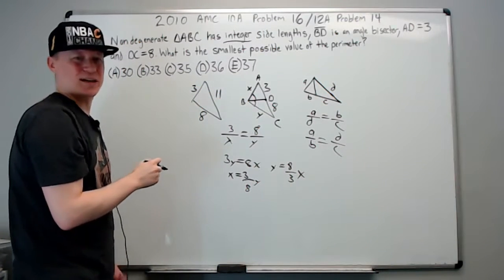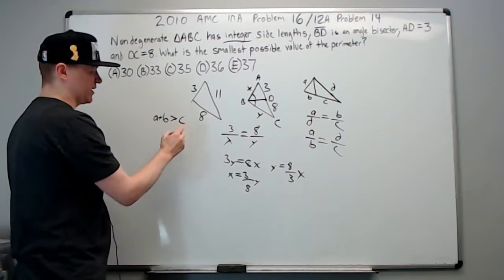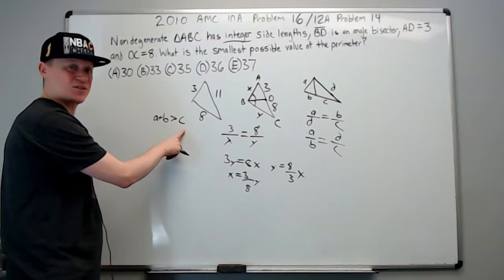And this is where triangle inequality comes in. The two smallest sides of a triangle, and indeed any two sides of a triangle, must be larger than the third.